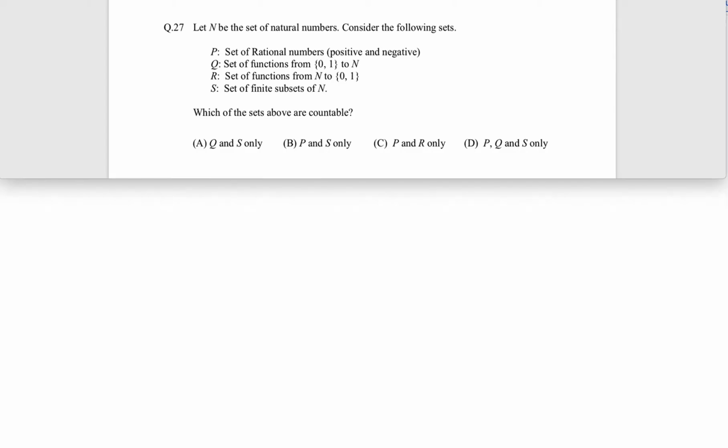Okay, so in this question they are talking about N, the set of natural numbers, and they have given four different sets P, Q, R, S, and they are talking about which of them are countable. Basically all of them are infinite sets, and infinite sets are of two types, you might be knowing: countable infinite sets and uncountable infinite sets. And they're asking which of P, Q, R, S is or are countable. So that is what we are going to decide among P, Q, R, S.